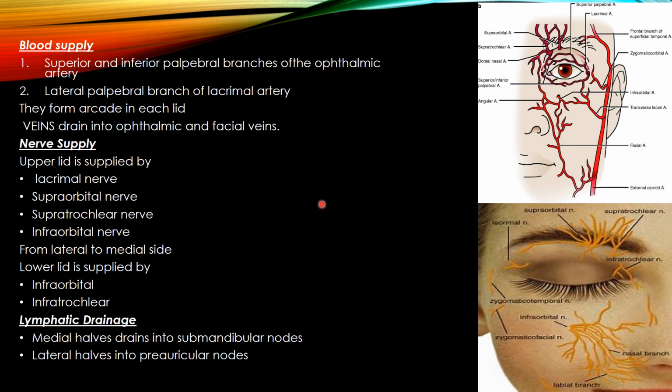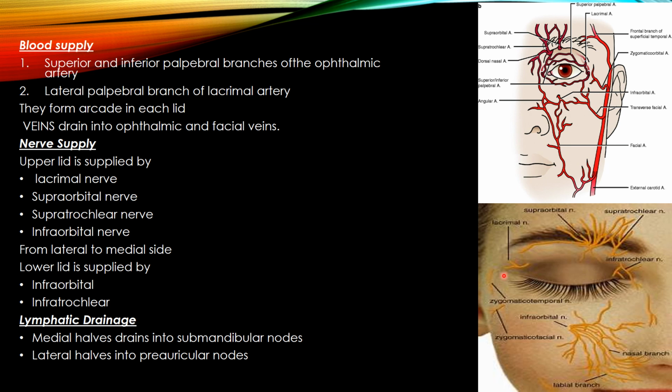The arterial supply of the eyelids is mainly by the superior and the inferior palpebral branches of the ophthalmic artery, along with the lateral palpebral branch of the lacrimal artery. They form an arcade around the eye. The veins drain into the ophthalmic and facial veins.